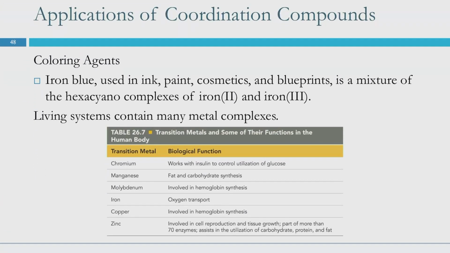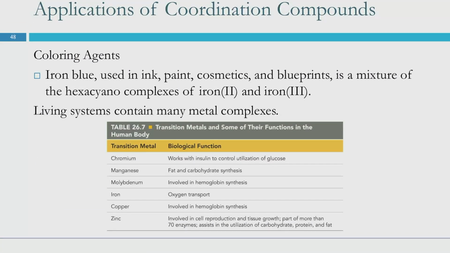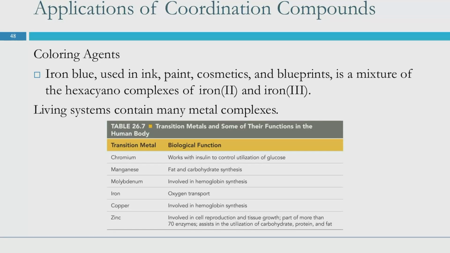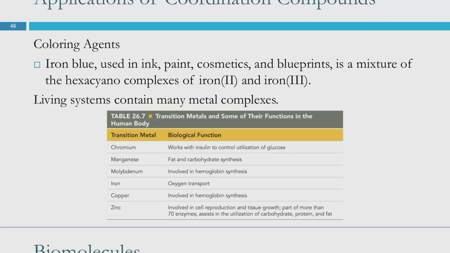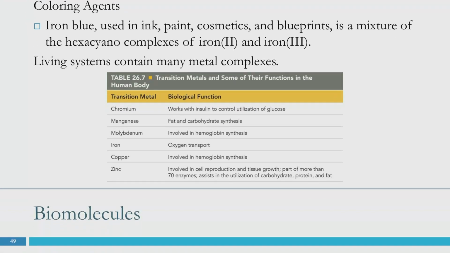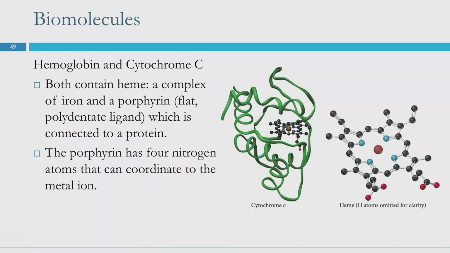They can also be used for coloring agents. So iron blue is used in ink, paint, cosmetics, and blueprints, and it's a mixture of hexacyano complexes of iron 2 and iron 3. So a lot of dyes and things, you can make different colors with some of these, depending on how stable they are and what sort of applications you want to put them into. So those are places where these are useful.